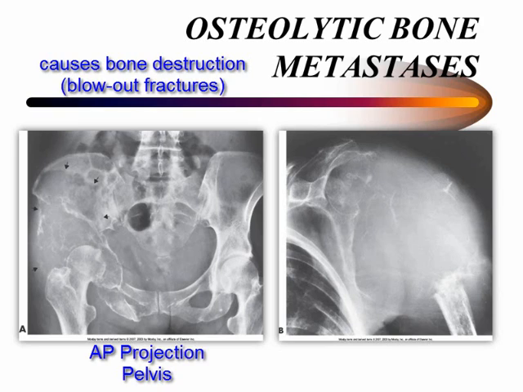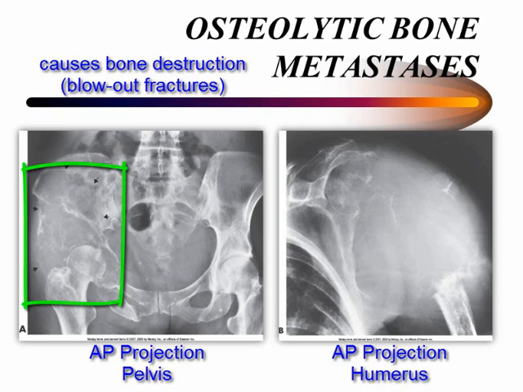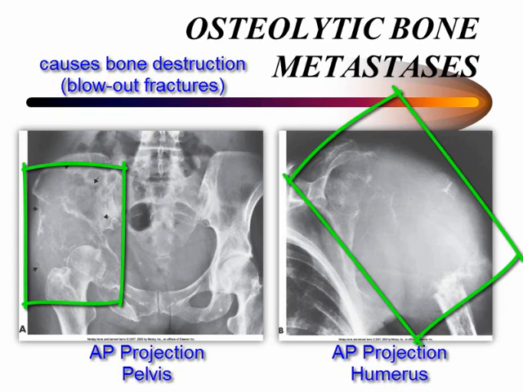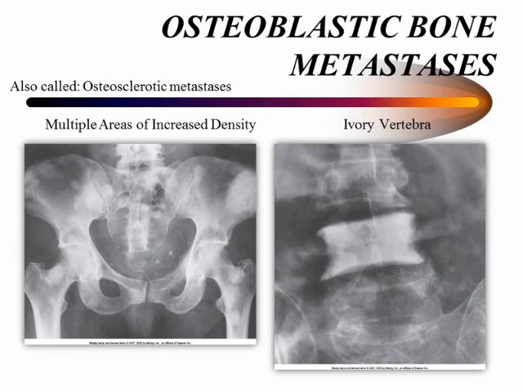In the AP projection of the pelvis, we see a lytic expansile destruction of the ilium in a patient with metastatic thyroid carcinoma. On the right, we see lytic metastases to the humerus from a carcinoma of the kidney. In both of these cases, the osteolytic bone metastases are referred to as a blowout.